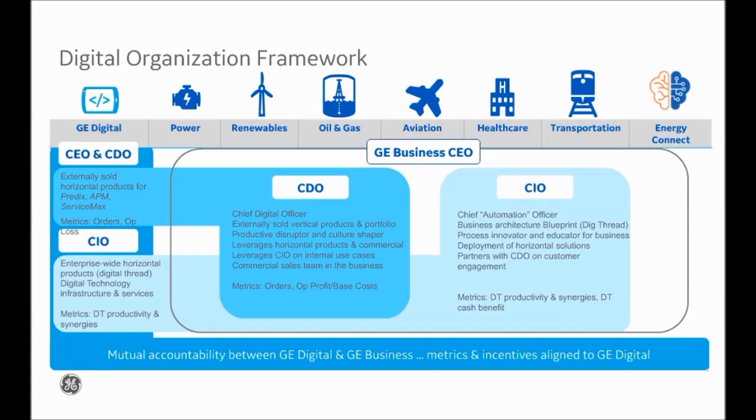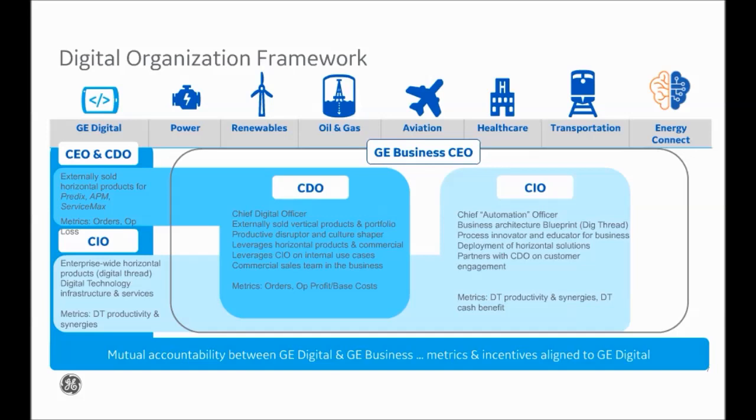In addition to that, we have our DT function. So we have a CIO who is Jim Fowler. His organization inside of GE Digital really focuses on those enterprise-wide horizontal products, or what we call digital thread, and the infrastructure and services, with metrics being around DT productivity as well as synergies.